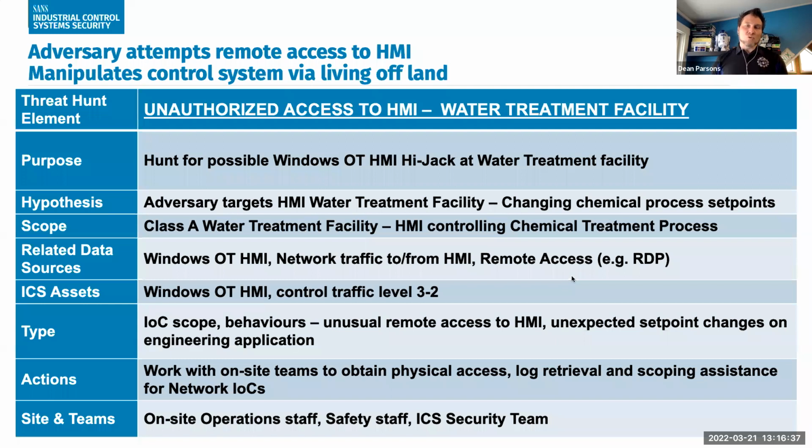Specifically here, we're going deeper in the control system to do our hunting. In the other hypothesis, number one, for data historians, we were on the higher level of the Purdue model, typically in level 3 or 3.5, the ICS DMZ, and so on. Now we're getting into control system traffic at the lower levels, maybe in level 2 or 3 in the ICS network. Again, what we're going to do is focus on IOC scoping, but also behaviors as well, unusual remote access to the HMI, and specifically unexpected set point changes on the engineering applications.